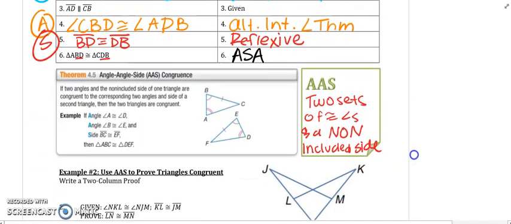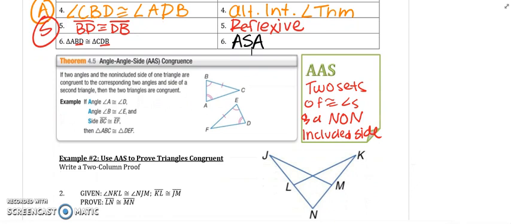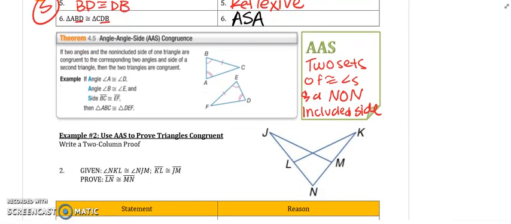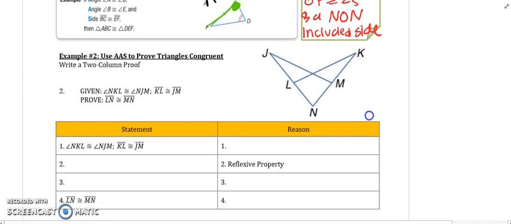And then very similarly, we have AAS, which means I have an angle, angle, side. So I'm still going to have 2 angles and a side. The difference is where it is. So I still have 2 sets of congruent angles, but this time it's going to be a non-included side. So if I label these, my S right here is only touching 1 A, not both of them. That's the difference. It's a non-included side.